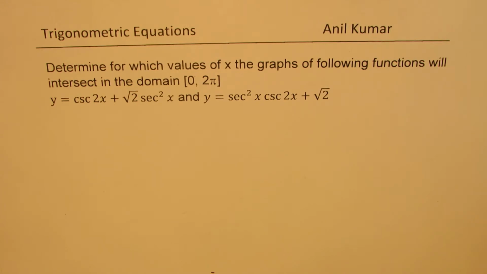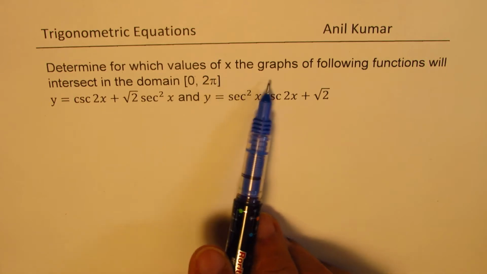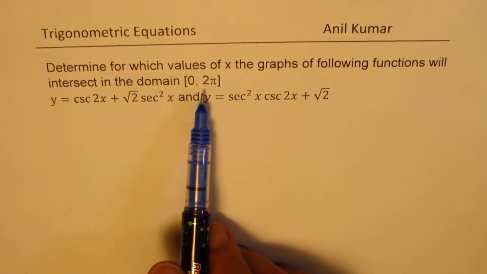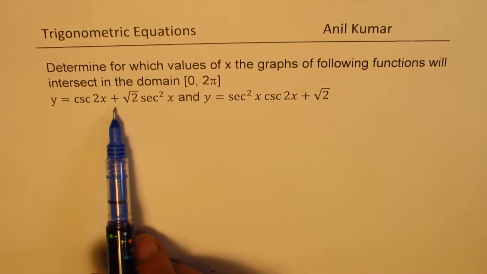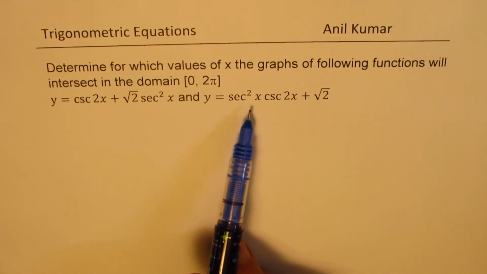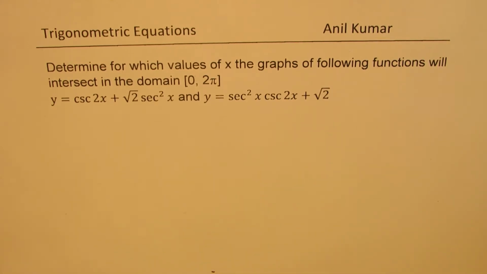Here we have a very interesting question in which we need to provide solutions in the given domain. The question is, determine for which values of x the graphs of the following functions will intersect in the domain of 0 to 2 pi. y equals cosecant 2x plus square root of 2 secant square x, and y equals secant square x cosecant 2x plus square root 2. You can always pause the video, answer the question, and then look into my suggestions.